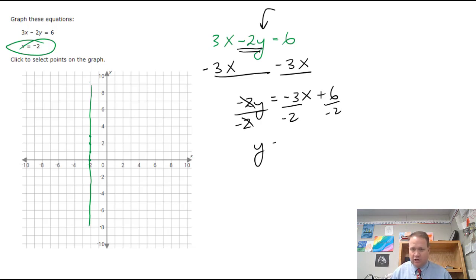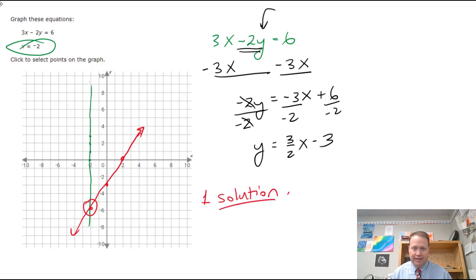These -2's cancel. y equals 3/2 x, and then that right there is a -3. So if I'm going to graph that, let's go down 3, and then positive 3 over 2. 1, 2, 3 over 2. We'll go down 3 and over 2, and you can see where they cross. When they cross, they have a solution. This problem's not asking what the solution is, it's just asking how many solutions it has. This problem has one solution because those two lines cross one time. And that's it.